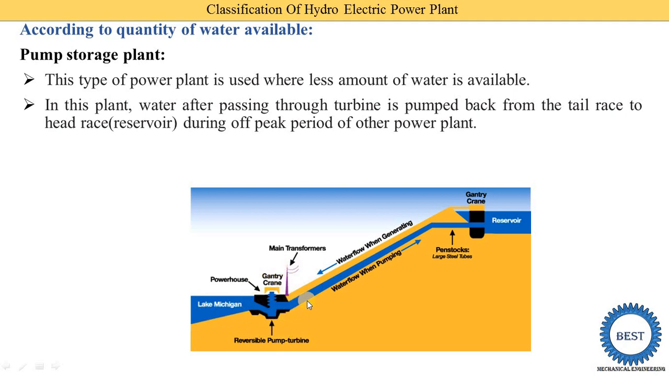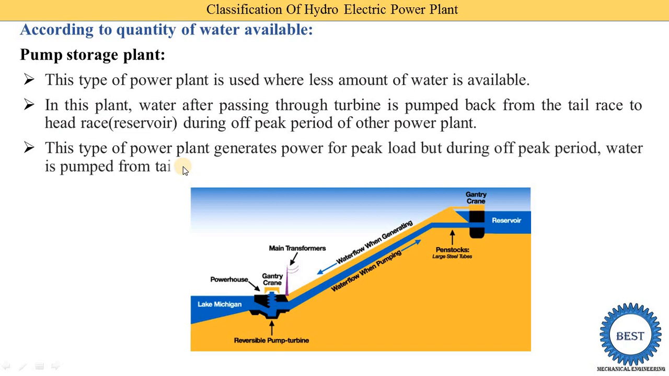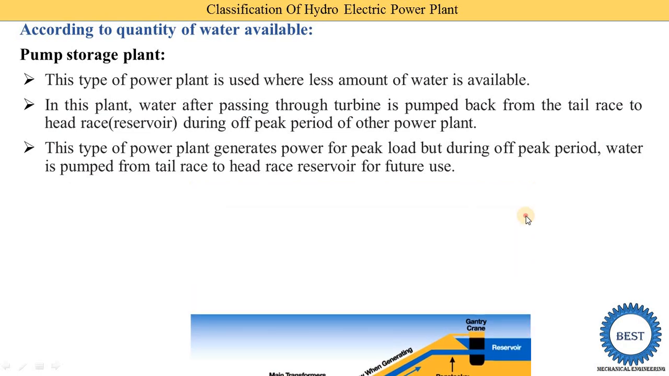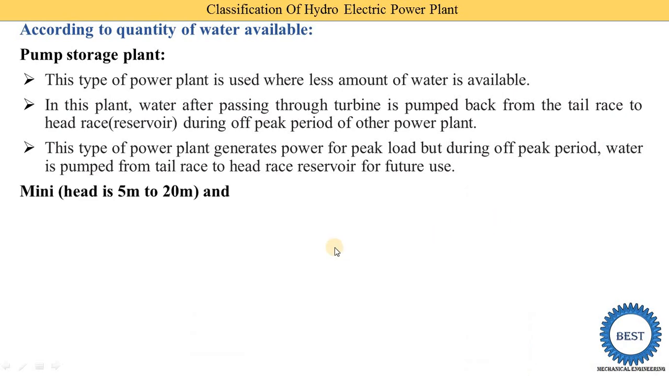Okay, so when this turbine is run as a pump, at that time the water is supplied from this tail race to the reservoir, and again the same water is used. So this type of power plant generates power for peak load, but during the off-peak period, water is pumped from the tail race to the head race reservoir for future use. Okay, means when there is a peak demand, at that time it runs as a turbine. When the peak demand is not there, at that time it runs as a pump and supplies water back to the reservoir. And the last type is the mini and micro power plants.